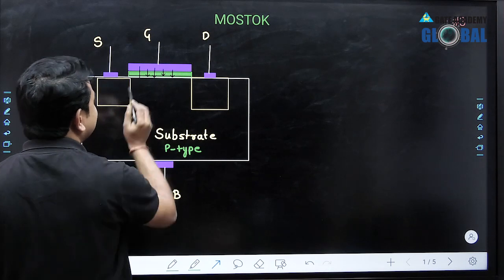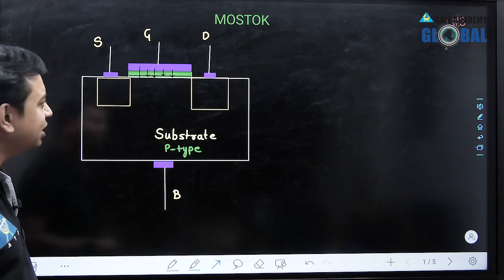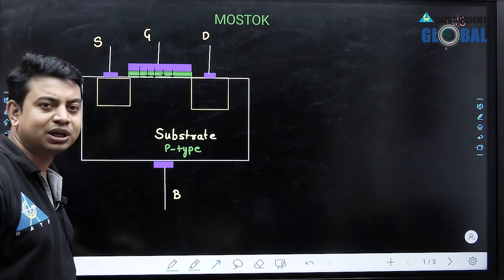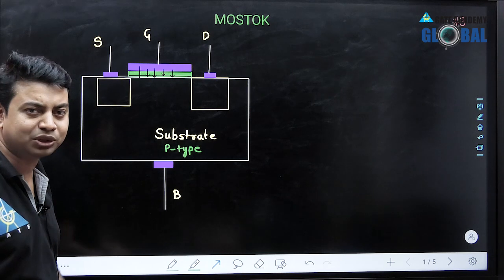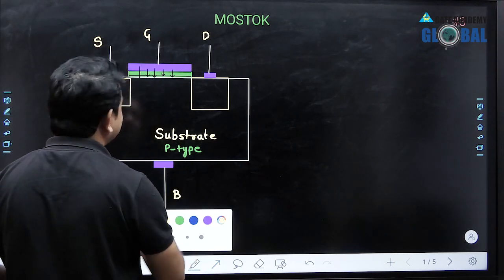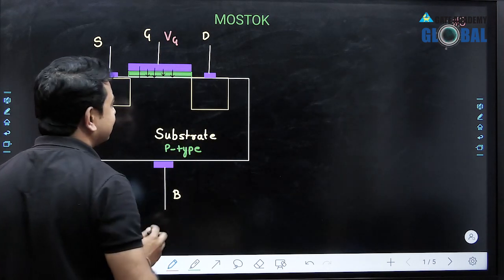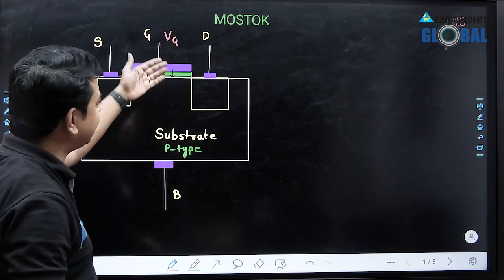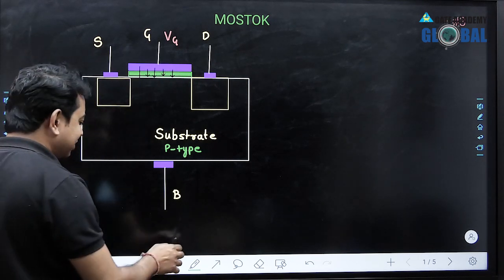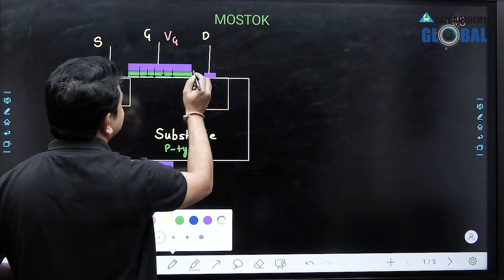And this particular metal is an equipotential surface. Equipotential surface means that at each and every point on the metal we have the same potential if we apply some external potential at the gate terminal. So whenever we apply a potential at the gate terminal, it gives rise to an electric field directed from the metal to the semiconductor.